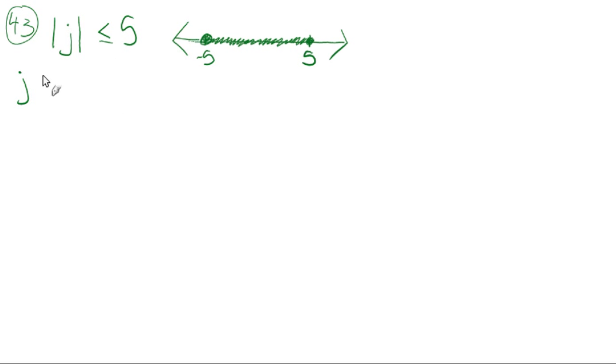So j could be greater than or equal to, actually, let's just sandwich this in between two things, because it's between these two values. From our inequalities section we should know that we can put this so that j is bigger than or equal to -5, but also at the same time less than or equal to +5.